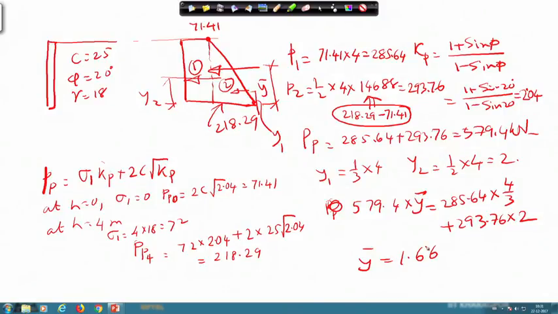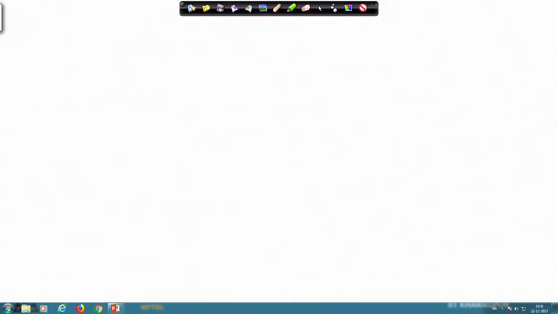So, this is the problem for passive pressure application. You can see here how to draw the passive pressure diagram, how to find out the thrust, and how to find the point of application. So, this is shown. Let me go to one more problem.